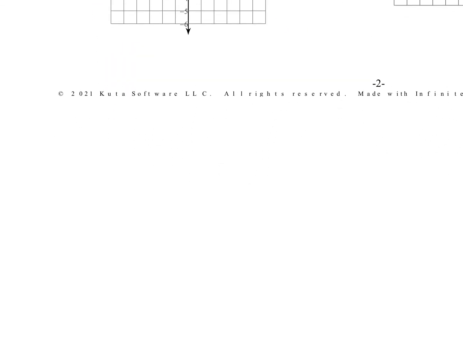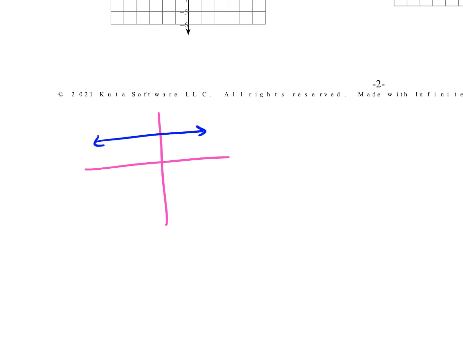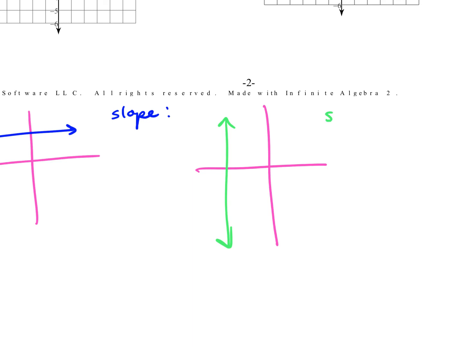Just as a little review, if I had a line that went horizontally like this, what would my slope be? What do we think? 0 or undefined? Well, let's look at the other option. If I had a line going like this, what would my slope be? Which one's undefined, which one's 0? So if I was a person, which I am a person, what would happen to me if I walked down this line? I would die. So what do you think, undefined or 0? Undefined.